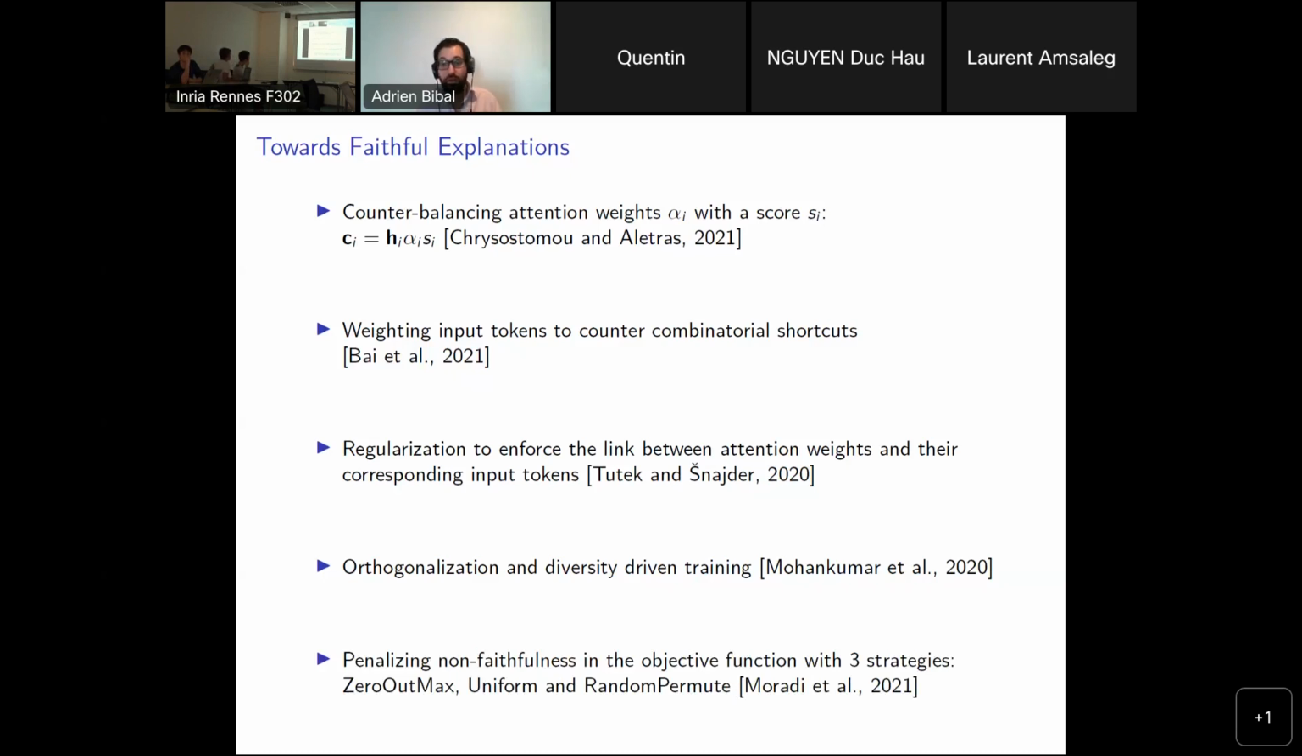So quickly, the strategy 0-1 max is in fact a strategy where we consider the maximum weight, the weights that have the maximum value or the biggest value, let's say, in the attention layer. We make them a zero, and we check if the output is the same. If the output is the same, then maybe the attention was not faithful, and it should be penalized because of that. So that's one strategy. There are many others to penalize non-faithfulness.